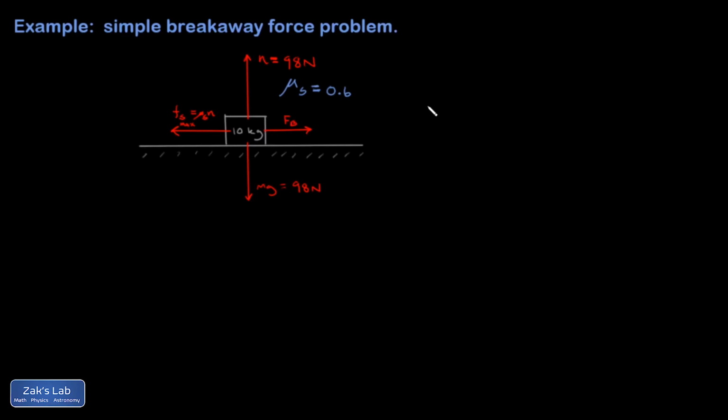Okay, so in my x analysis, I can say that the breakaway force happens when you reach your maximum static friction force, and that's mu s times the normal force, and that's 0.6 times 98 newtons, and my breakaway force comes out to 58.8 newtons.